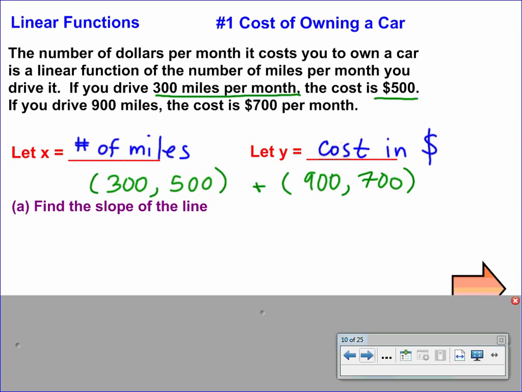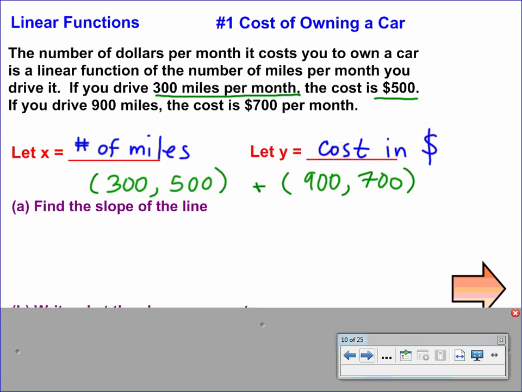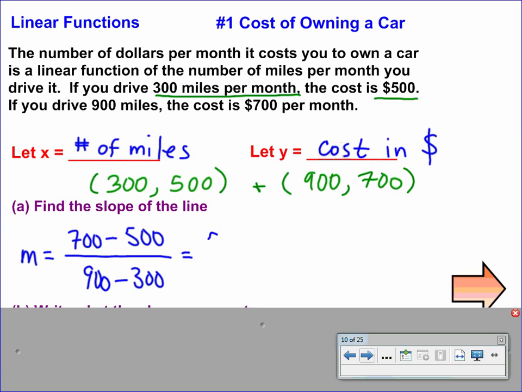Now I can find the slope of my line, and we'll do that using my age-old slope formula, just from Bellwork. So we'll go ahead and do m equals y sub 2 minus y sub 1 all over x sub 2 minus x sub 1. I'm getting 700 minus 500 is 200 over 900 minus 300 is 600. And remember that these are dollar numbers, cost in dollars, and these are miles driven. So when we go ahead and get our answer, I'm going to get 1 over 3.